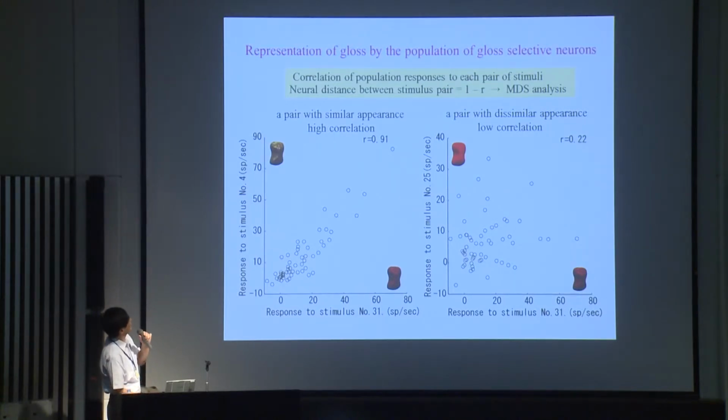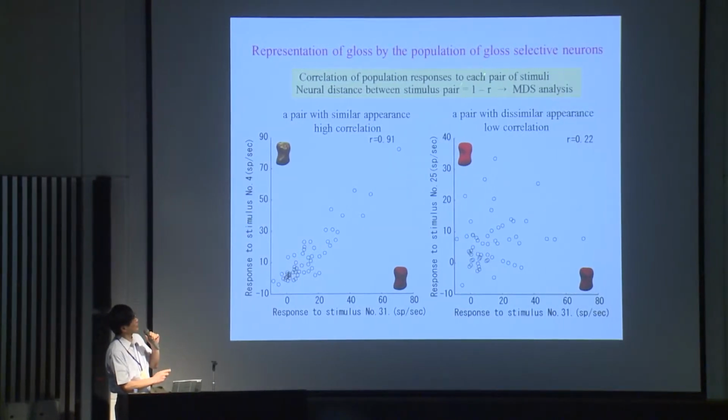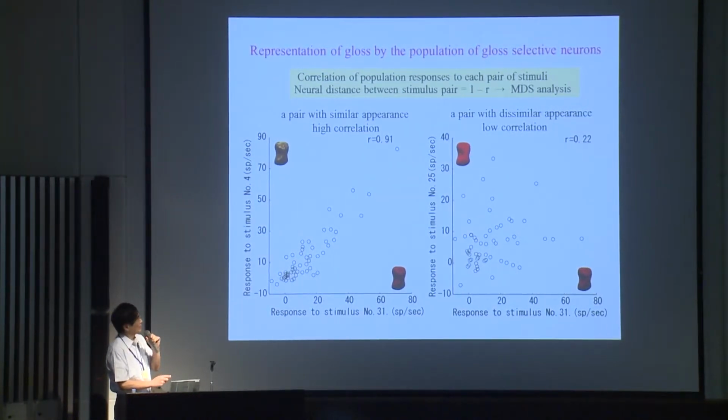Then we asked how a variety of gloss is represented by the population of such gloss-selective neurons. If these neurons are related to gloss, we can expect that the population of neurons similarly respond to a pair of stimuli if they have similar gloss appearance. But if they have dissimilar appearance, the response pattern should be different. And we examined this by computing the cross correlation coefficient between all pairs of 33 stimuli.